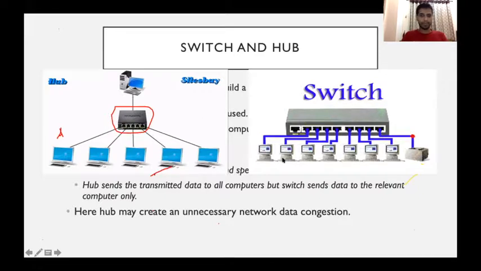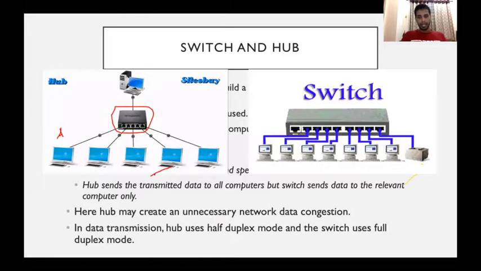The switch is also the same. And see the next point: the hub creates many unnecessary network congestions. What is network traffic? The network becomes slow when you are using a hub, because it is sending all the data to all the computers. Network traffic is very high if you are using a hub. But if you are using a switch, your network will be faster.